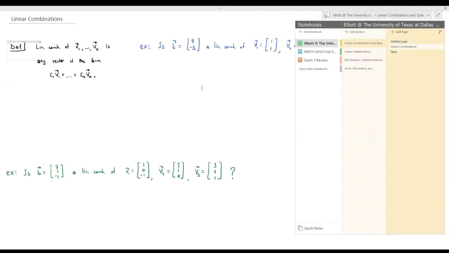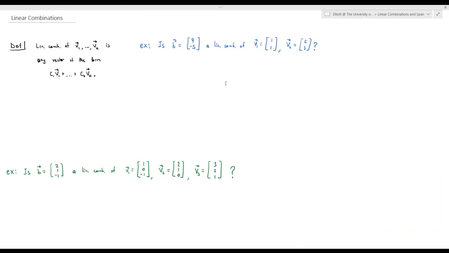So the first topic that I have prepared is linear combinations. Here I've written out the definition of linear combinations. Basically, if you have a set of vectors like v1, v2 through vk, a linear combination is just any expression like c1 times v1 plus c2 times v2, etc. So it's basically a sum of scalar multiples of vectors. That's what a linear combination is.